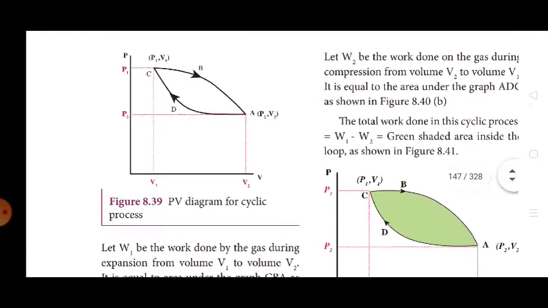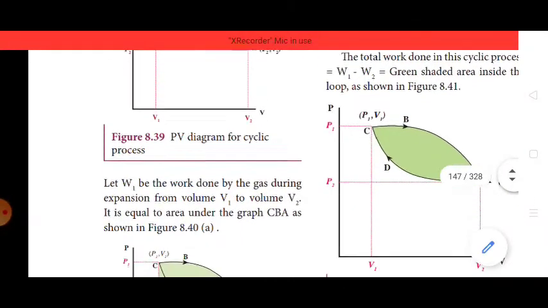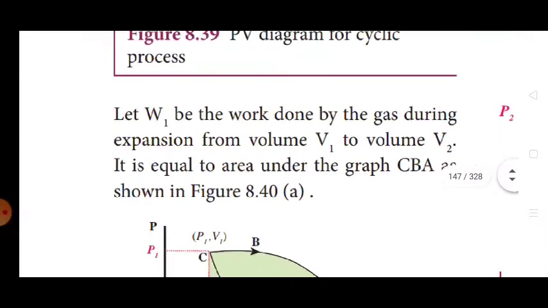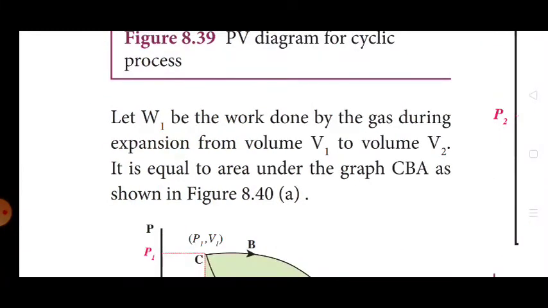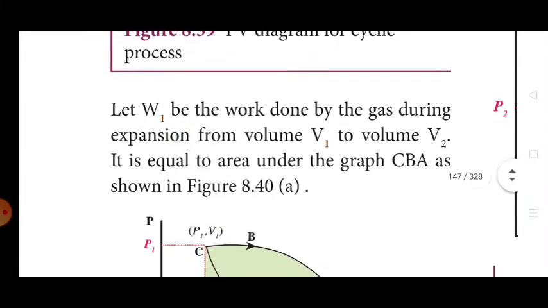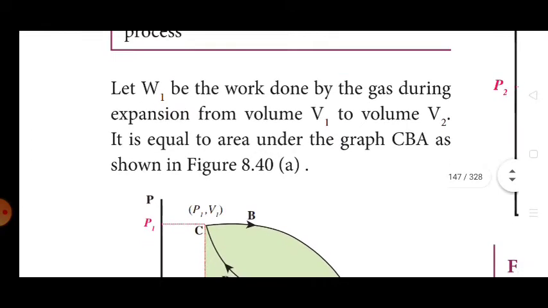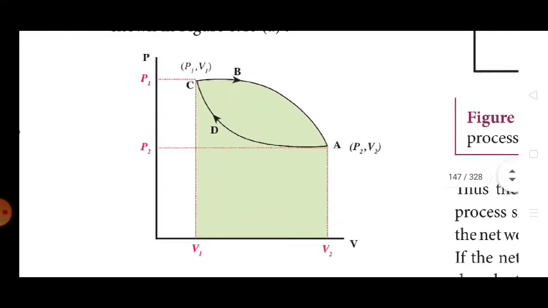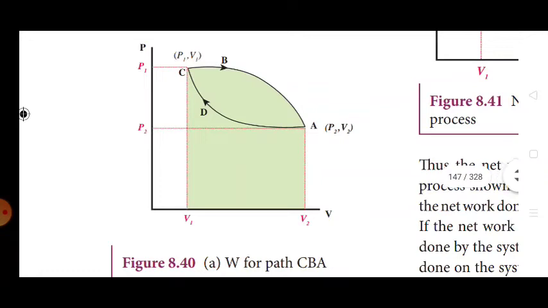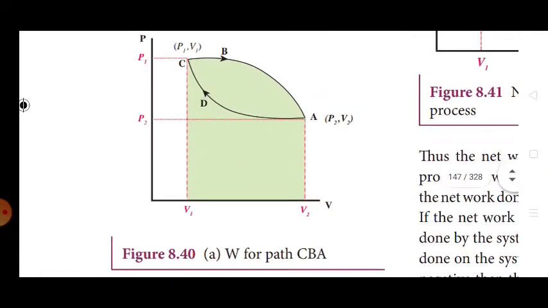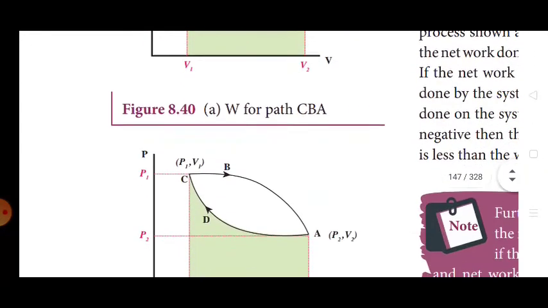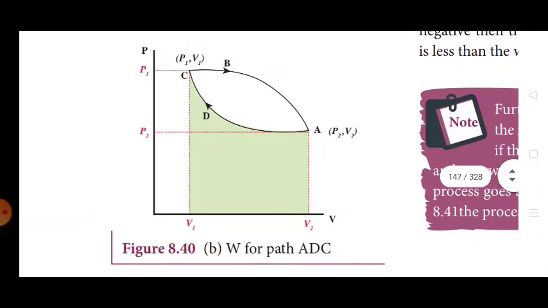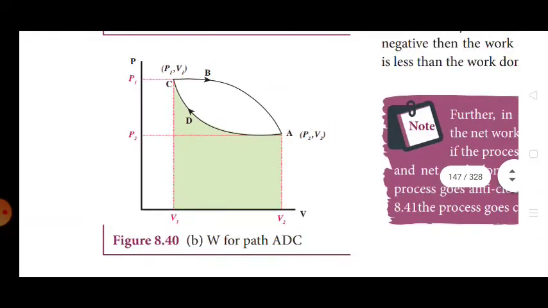Now we'll see about it. Let W1 be the work done by the gas during expansion from volume V1 to volume V2. It is equal to the area under the graph CBA, and this is the PV diagram of the cyclic process work for path CBA, and this is the PV diagram for work for path ADC.